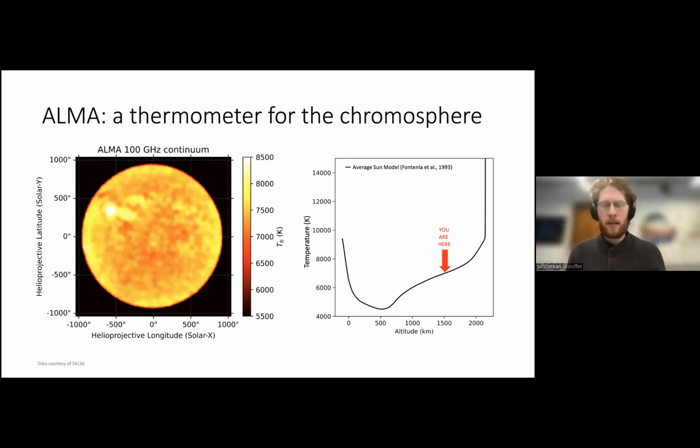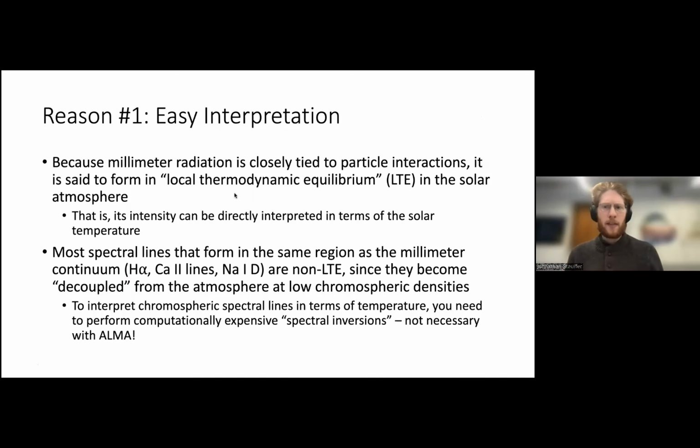So now that we know what the sun looks like to ALMA, now I'm going to talk about why it's such an appealing instrument for solar physicists to study the chromosphere. The first and most important reason is how easy it is to interpret. As I described earlier, millimeter radiation is really closely tied to thermal processes in the solar atmosphere. And because of that, the millimeter emission is dependent almost entirely on local properties of the solar plasma. And so we say that it forms within local thermodynamic equilibrium, or LTE.